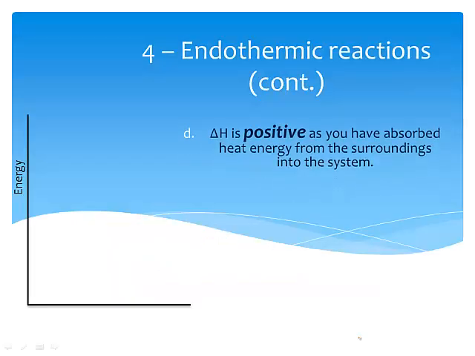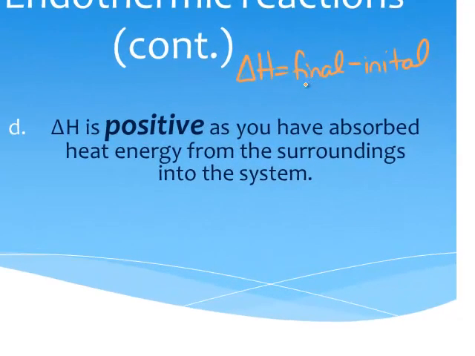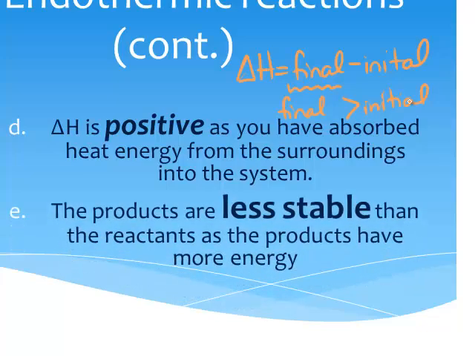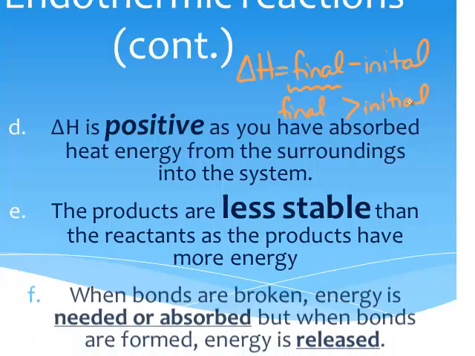And as a result, the delta H is positive. So we know that our delta H is our final minus our initial. We have more stored in our final. The final is greater than the initial, so your delta H value will be positive. But that does mean now that the products are less stable than the reactants were, because the products have more energy, making them more likely to have those bonds be broken in the future.